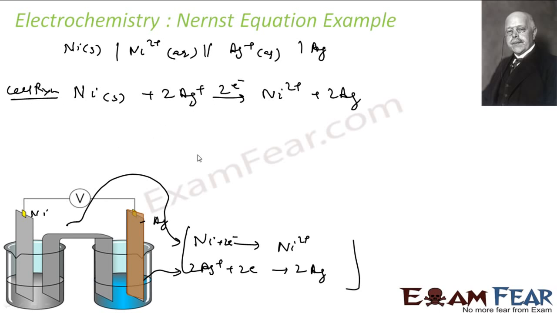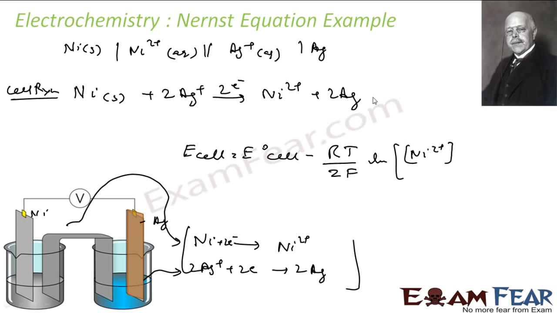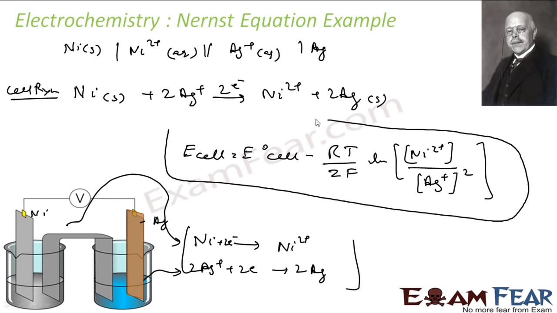I can just use my Nernst law formula. E cell is nothing but E naught cell minus RT by NF, N is 2, F, ln of concentration of Ni2 plus, concentration of Ni is 1 because it is solid, divided by concentration of Ag, which is solid, 1, and concentration of Ag plus, they are 2 Ag plus, so it will be squared, which is nothing but ln of K. So that is the Nernst equation for this reaction. Correct?